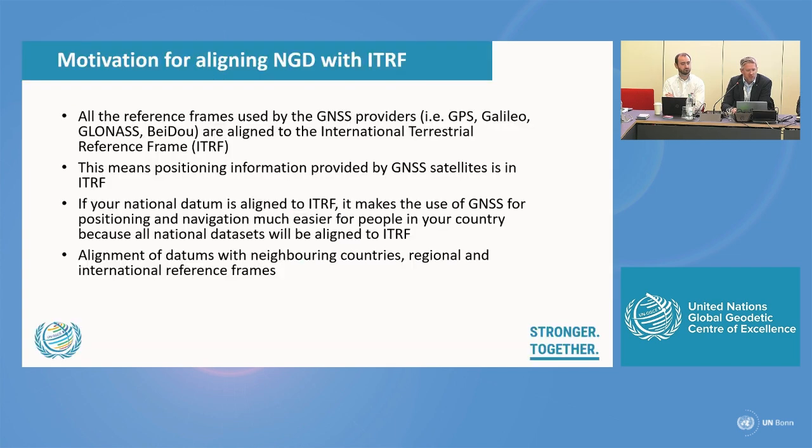So what's the motivation for doing a big network adjustment? Well, as we talked about yesterday, all the reference frames that are used by the GNSS providers, like GPS, Galileo, GLONASS, Beidou, they're all aligned with the International Terrestrial Reference Frame. So this means that you're trying to develop a national geodetic datum that should be aligned with those, because it means that you're doing things more efficiently. It allows you to make use of position and navigation from GNSS systems much more easily for people in your country, because all the data sets will be aligned with ITRF if your datum's aligned with ITRF.